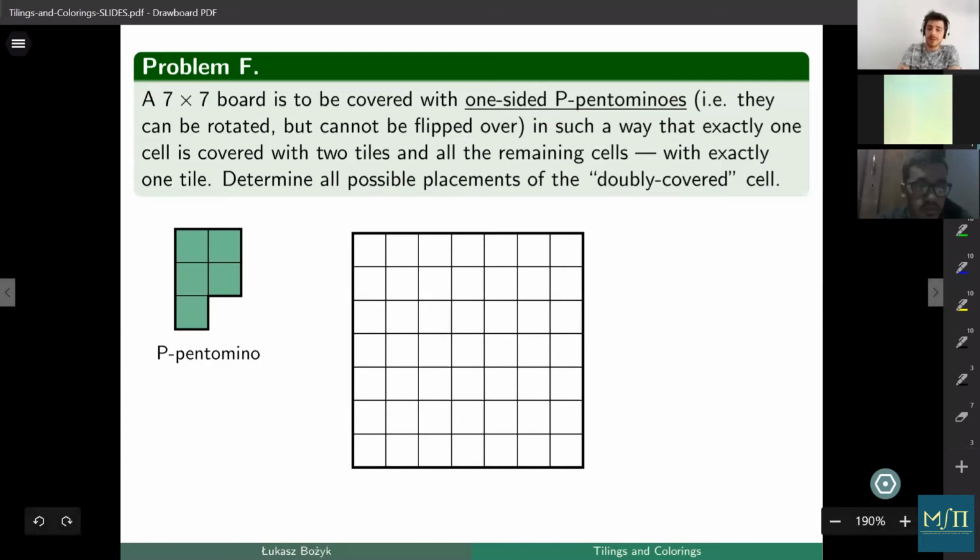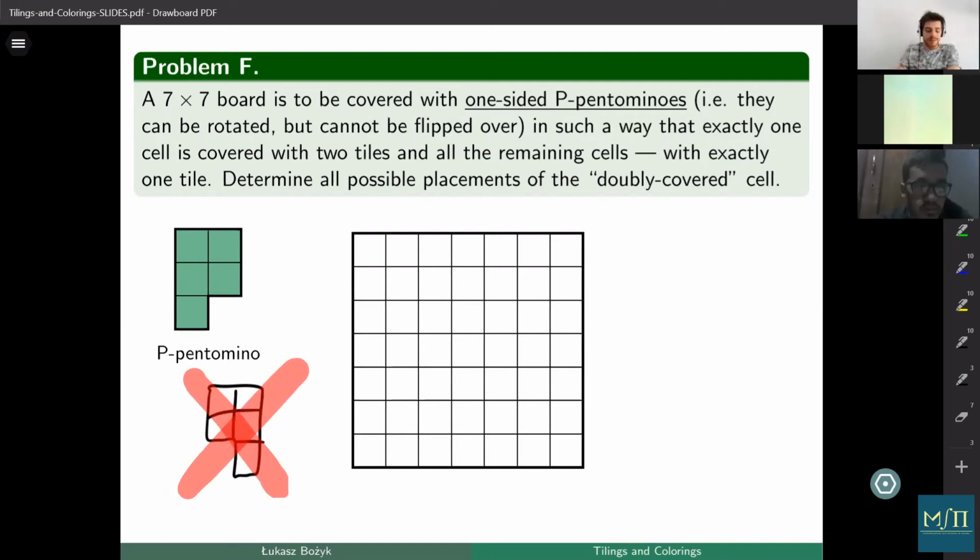What do I mean by one-sided? I mean that this is not a P pentomino, right? This is wrong. We cannot flip the tiles to the other side. It should be a P, not a Q.